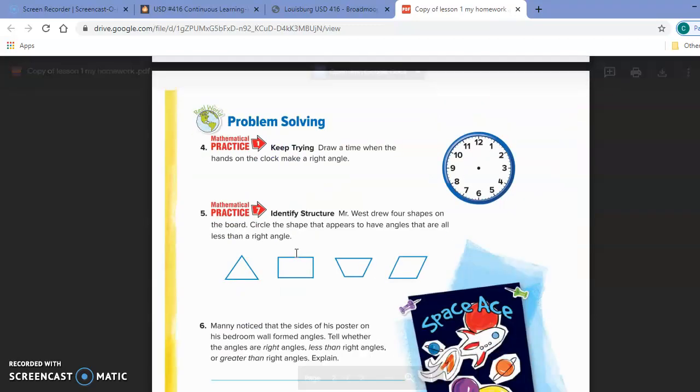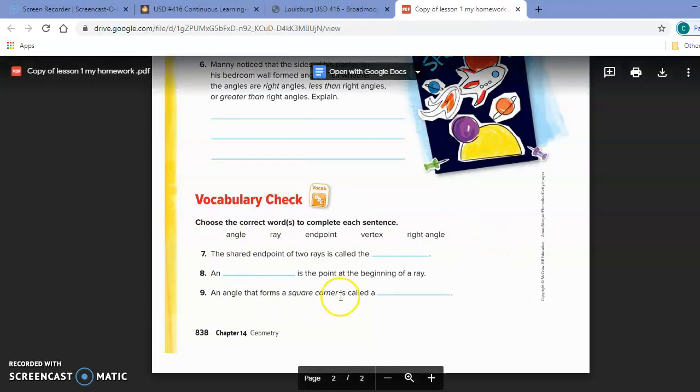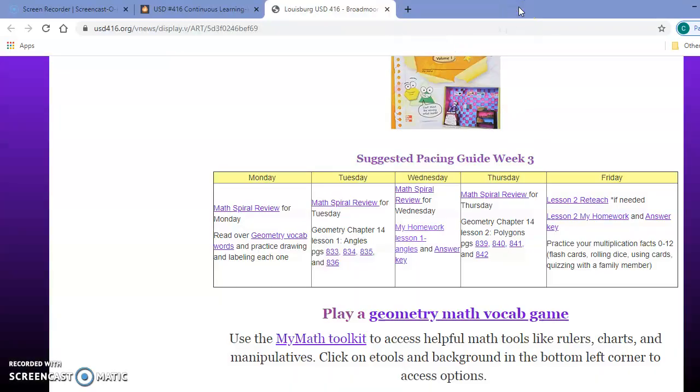And then coming down, you have a couple problem solving ones. And down here, you have a vocabulary check to go with it. So nothing too much for you today. And if you haven't had a chance yet, there is a fun geometry math vocab game right here. You can click on it and check it out.